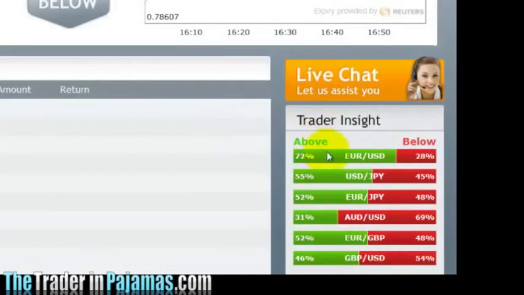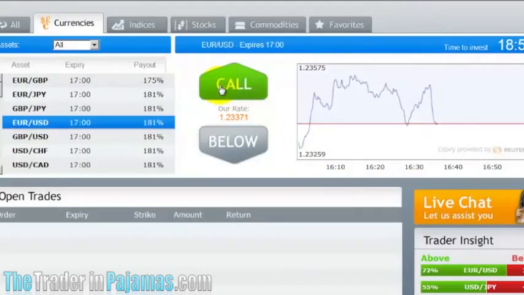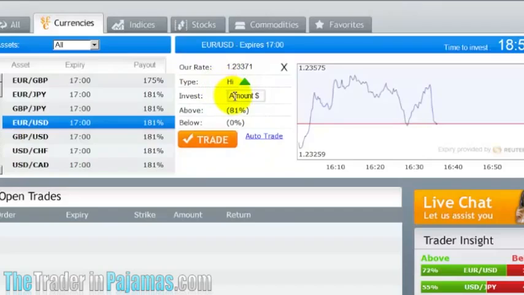Let's check the Trader Insight tool. It looks like 72% of traders are saying the Euro USD is going to go up, so I'm going to go with the majority. I'm going to click Call, and I'm going to enter a $120 trade.